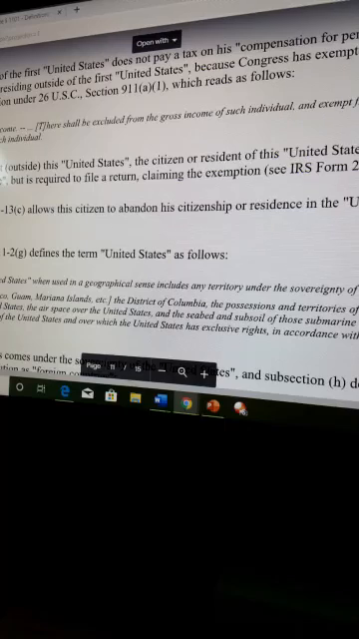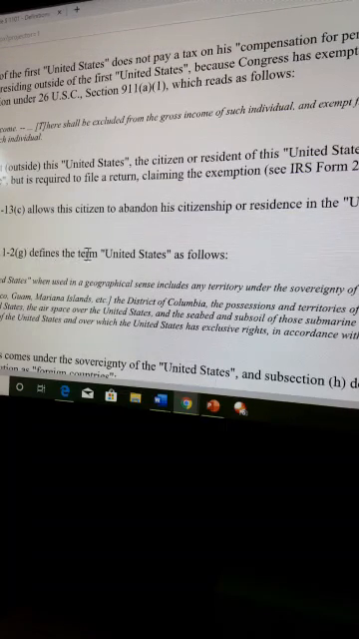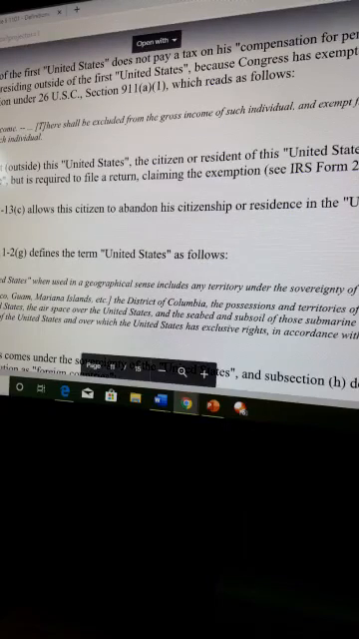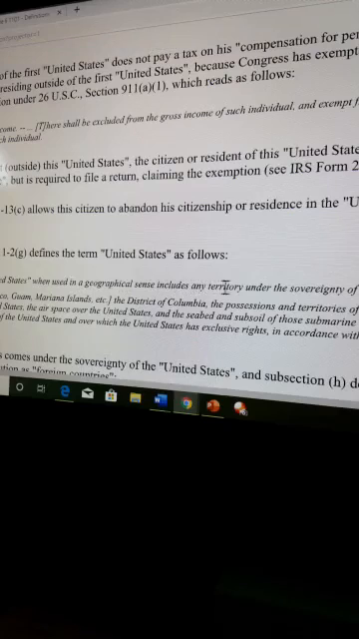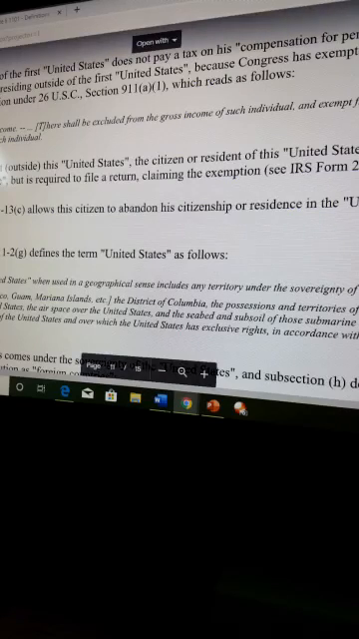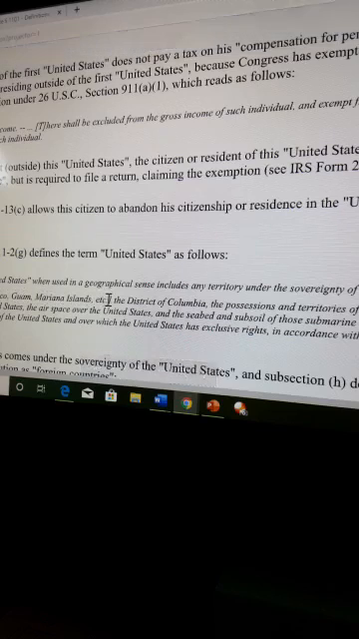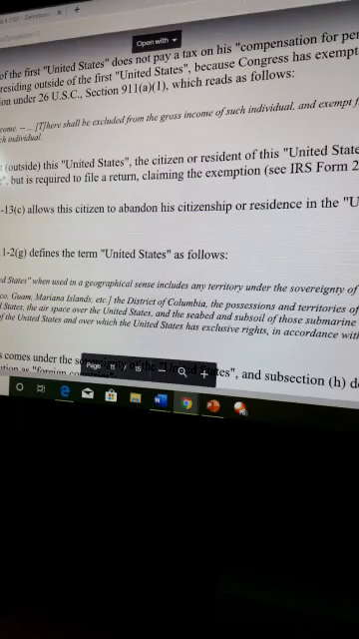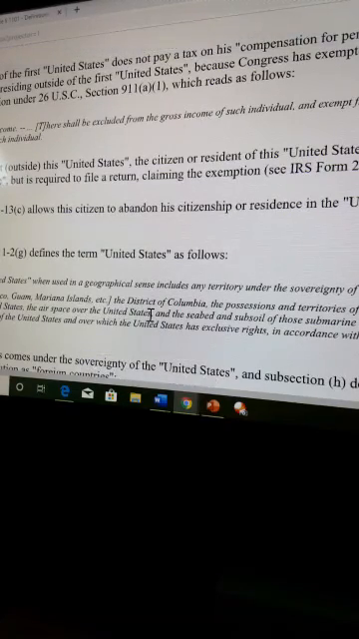Title 26 CFR Section 1.911-2G defines the term United States as follows. G. United States. The term United States, when used in the geographical sense, includes any territory under the sovereignty of the United States. It includes the states, Puerto Rico, Guam, Mariana Islands, etc., the District of Columbia, the possessions and territories of the United States, the territorial waters of the United States, the airspace over the United States, which, ladies and gentlemen, let me direct you to something here.